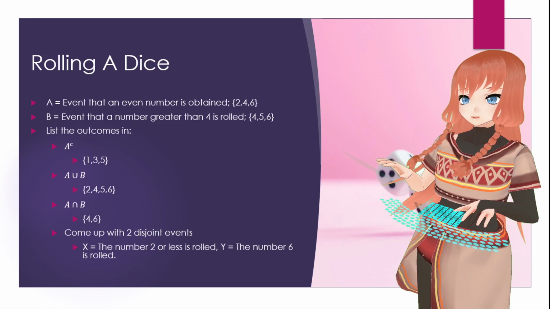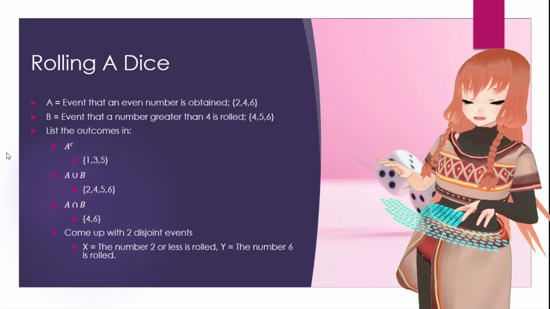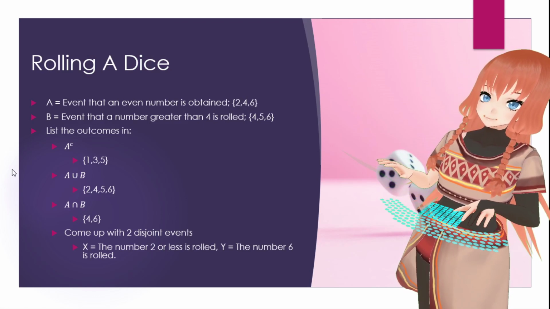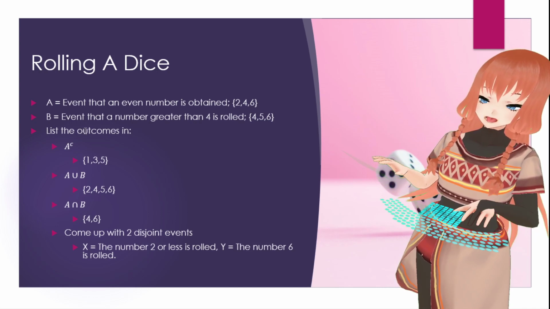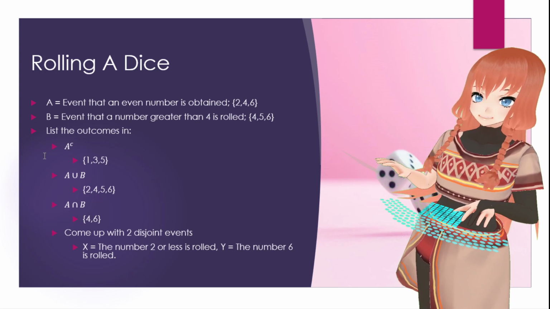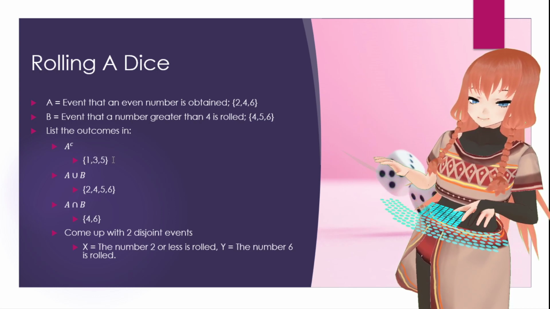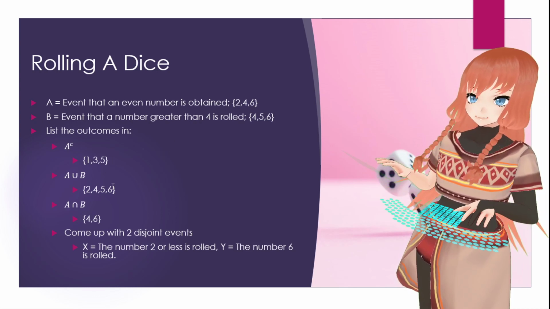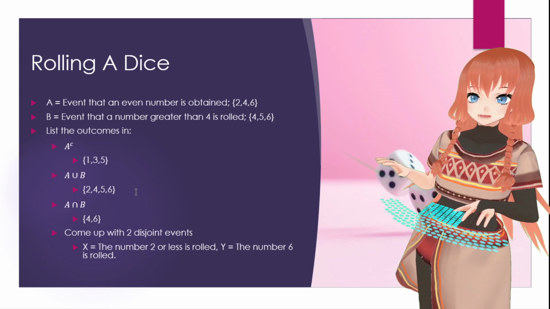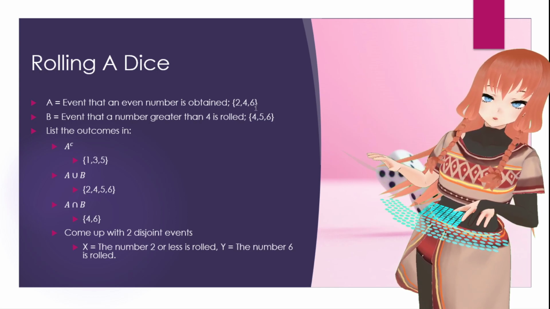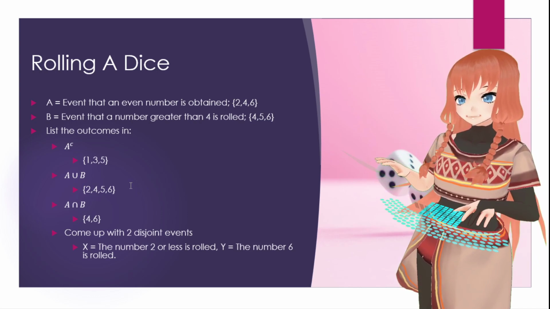Let's look at an example. Rolling a dice. Let's say that A is the event that the number obtained is even, and B is the event that a number is greater than 4 when you roll the dice. So let's list the outcomes of A complement. Well, we said A complement is all the things not in A, so that'd be 1, 3, 5, all the odd numbers. A union B is what makes up A and B together, so that would be 2, 4, 5, and 6. We don't write duplicates here because we're using set notation. When you use sets, you leave it to the unique elements only.